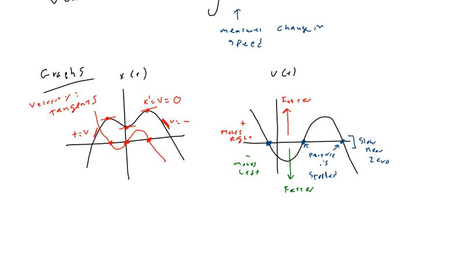High velocity, low velocity. The further you are from the x-axis, the faster you're moving. For the x position, the further you are is the distance. This is further distance. Further on the x-axis is further away from the center here.